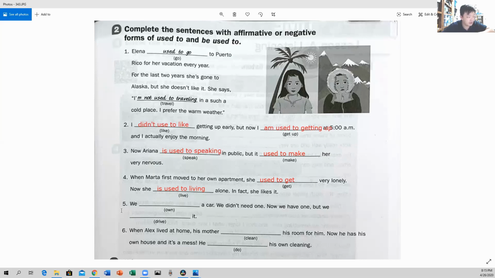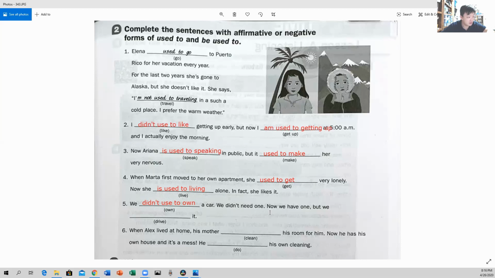Let's go to number 5. We, a car. We didn't need one. Now we have one, but we, it. So what was true in the past, but it's not anymore? Used to, but now it's negative. So you have to pay attention to this, okay? We didn't used to own a car, okay? We didn't need one.